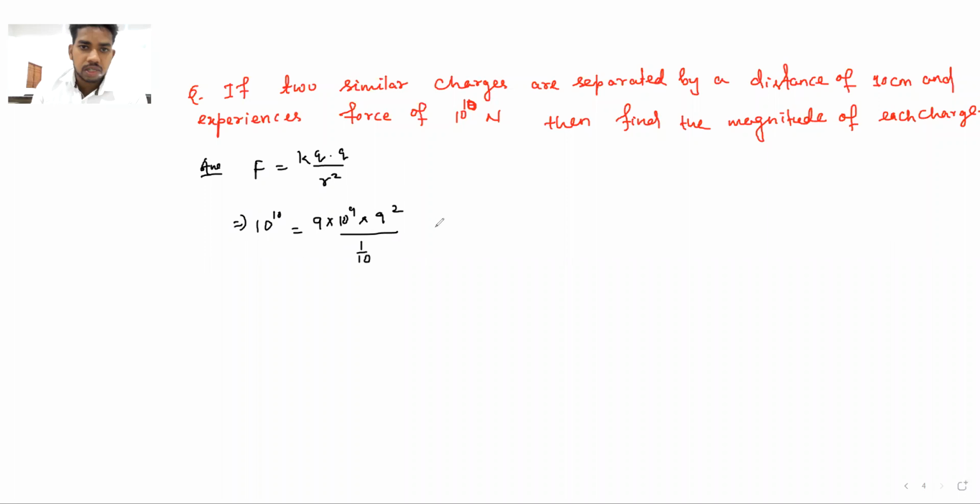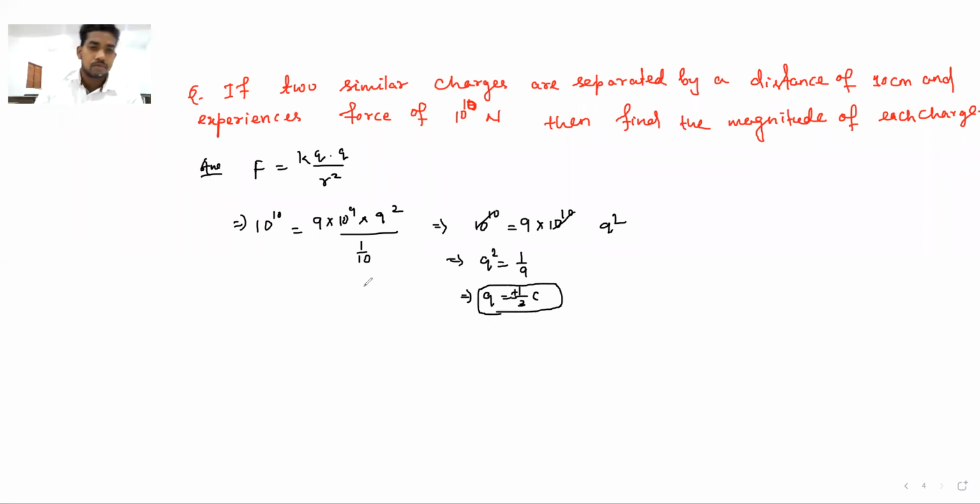So what you will get is 10 to the power 10 equal to 9 into 10 to the power 10 into q square. So 10 to the power 10 will be cancelled, q square will be 1 by 9. So q will be plus or minus 1 by 3 Coulomb. So options will be given, 0.3 Coulomb, like that, and you have to choose the correct answer.